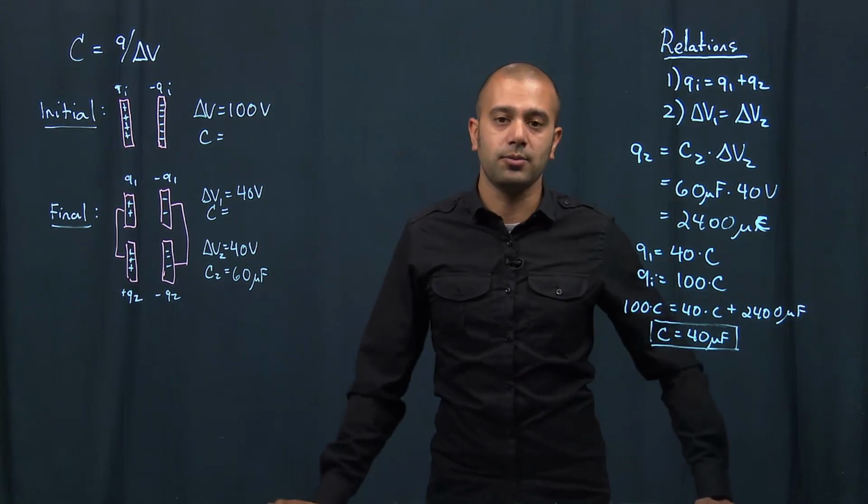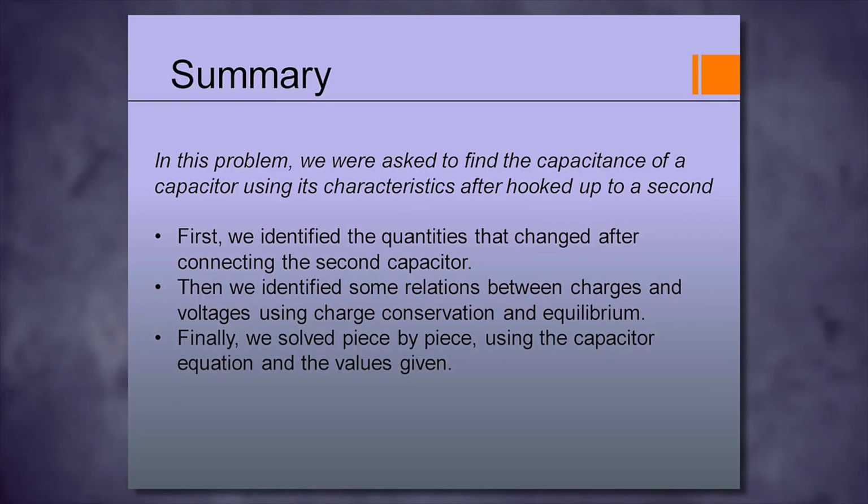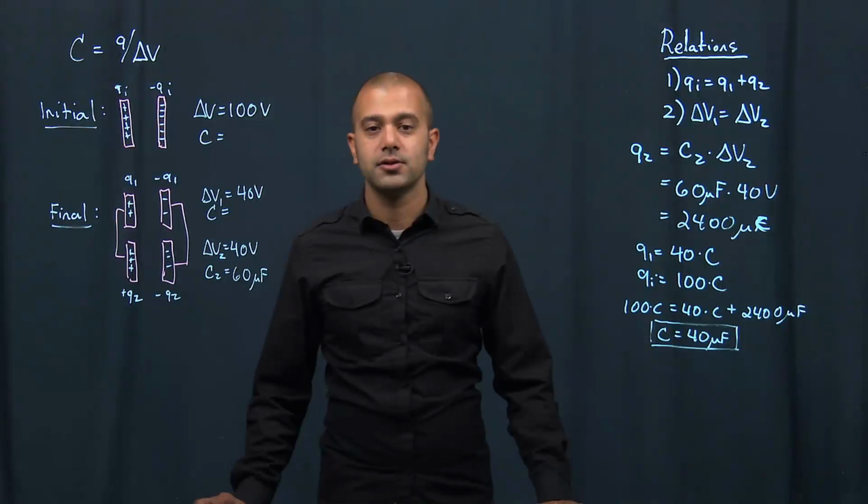Let's take a look at the summary of the problem. In this problem, we were asked to find the capacitance of a capacitor using its state after it was hooked up to a second capacitor. The first thing we did was identify the quantities that changed after connecting the second capacitor, and then we identified some relationships between the charges using charge conservation and between the voltages using notions of equilibrium. Finally, we solved the equation piece by piece using the capacitor equation and the values given. So that's all for this problem.